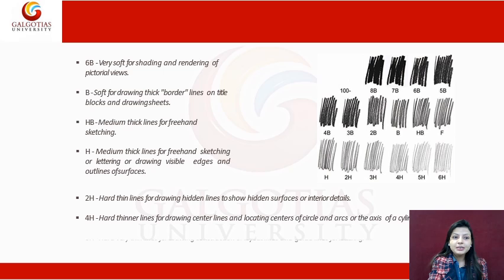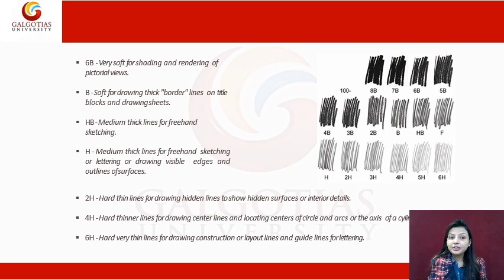So 6B is very soft, for shading and rendering or pictorial views. B is soft, for drawing thick border lines on title blocks or drawing sheets. HB is for medium thick lines, for freehand sketching, or you can use it for lettering. And H is for medium thick lines for freehand sketching or lettering or drawing visible edges and outlines of surfaces. 2H is hard, for thin lines for drawing hidden lines to show hidden surfaces or interior details.